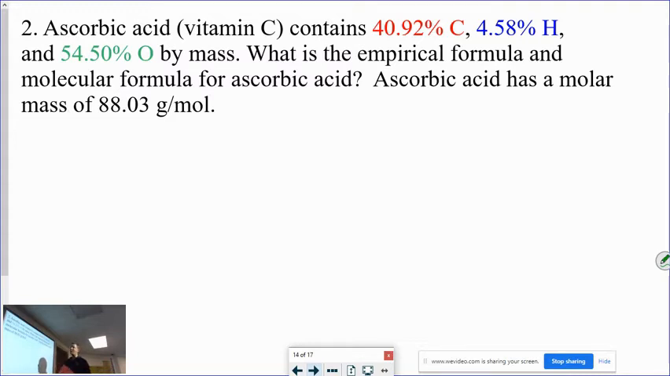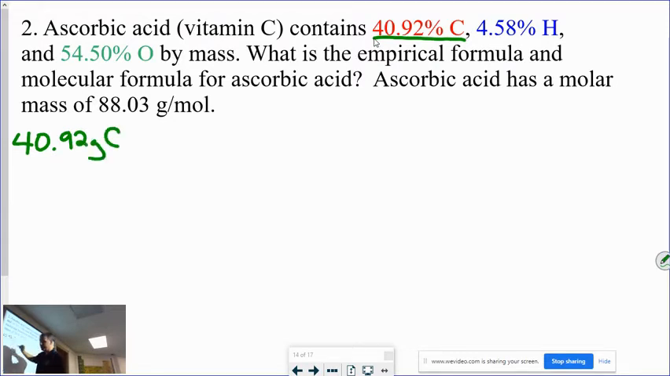A mass spectrometer is always going to give you percentages. So I don't have this percent, I have that many grams of carbon. So I go 40.92 grams of carbon. And I'm going to go to step 2 right away with this one. I'm going to convert it to moles. So grams of carbon, moles of carbon. And I have to go to the molar mass. Anytime I go between gram island and mole island, I find the molar mass.